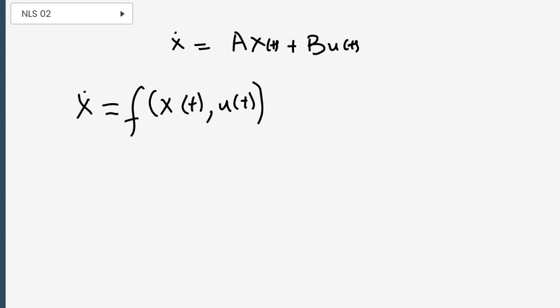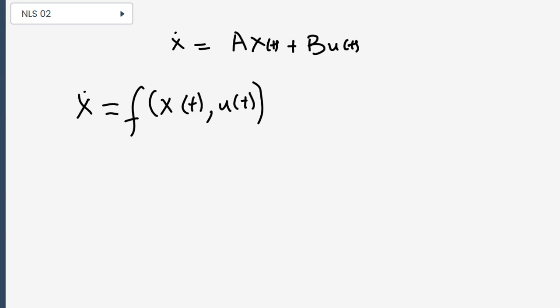u(t). Since, as we saw in the example, we cannot actually segregate x1, x2 and sine, it's not possible to do that. So we have a combined function that can be used to represent the state space model, x dot equal to f of x(t) comma u(t).